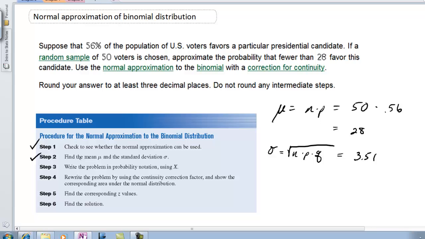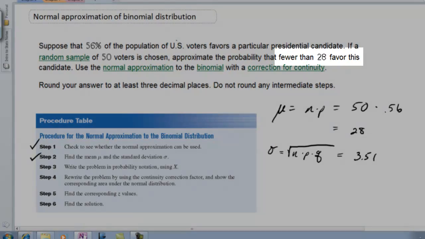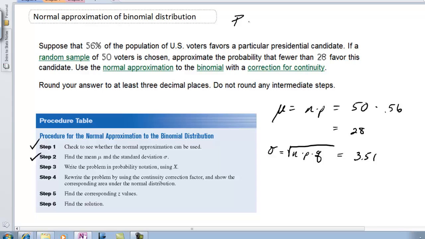Next step: write the problem in probability notation using x. We want to find the probability that fewer than 28 favor this candidate. So we want P of x less than 28. Now we have to do step 4, which is rewrite the problem by using the continuity correction factor.